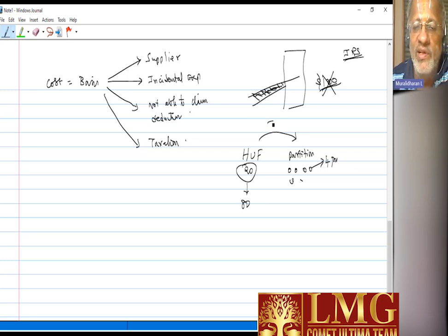So this transfer is a transfer in the eyes of law, but the income tax department is saying it is not a transfer at all. See, once an item is not transferred, there is no question of capital gain arising out of that. Is it?